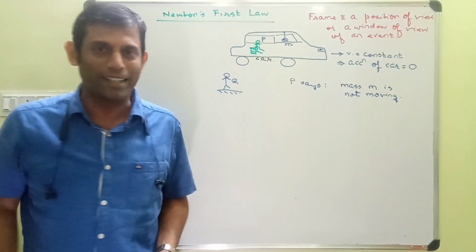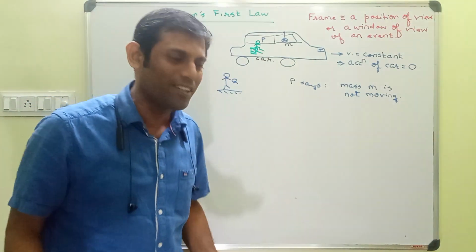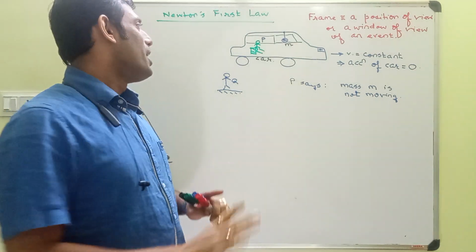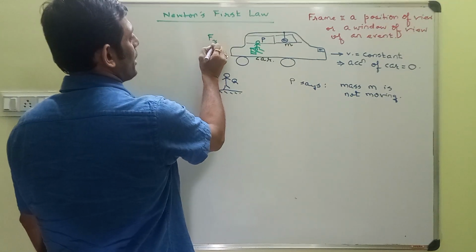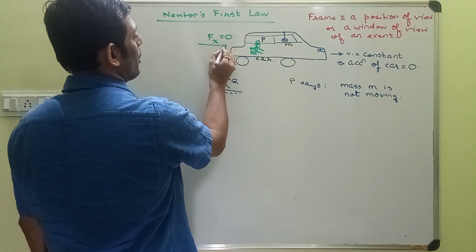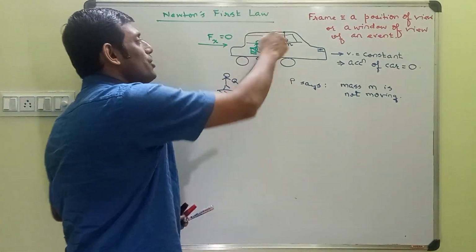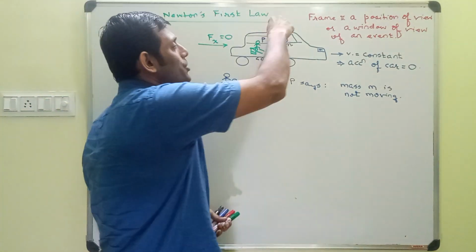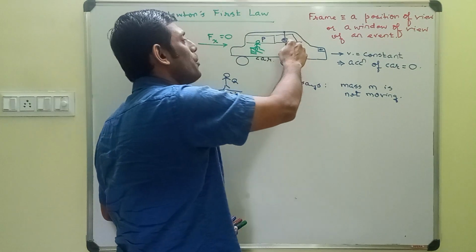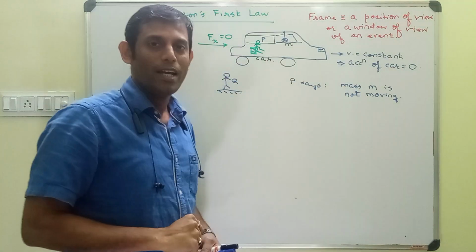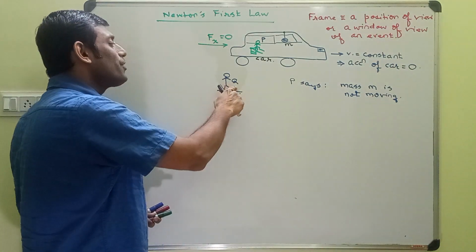It's not accelerated. Is any force acting on the object along the horizontal direction? No. Along the horizontal direction, Fx is zero. Along the horizontal direction, no force is acting. And hence this mass is not accelerated and this mass is moving along the car and the car is moving with a constant velocity. So this object is moving with a constant velocity and is not accelerated. All this is true for observer Q.